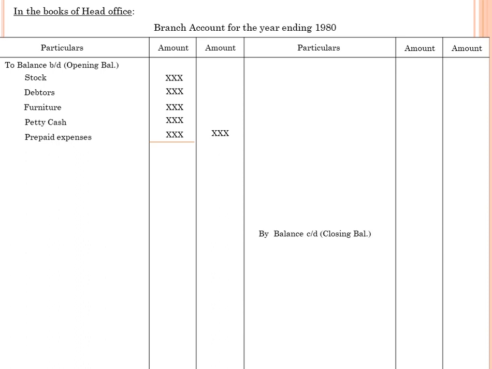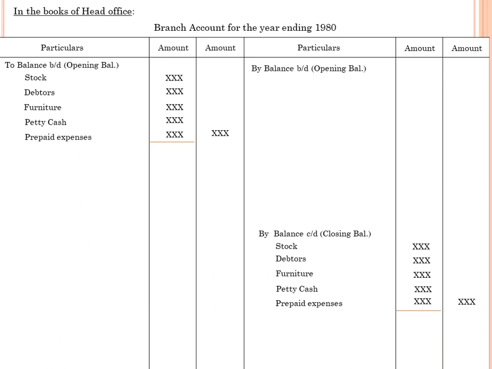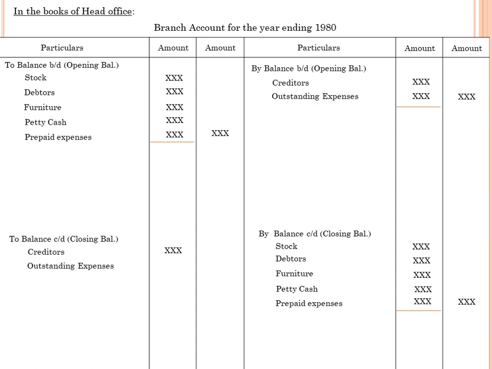See, and here, by balance carried down, the closing balance. One by one: stock, debtors, furniture, petty cash, prepaid expenses. Find the total and put the value outside. And now we are going to start with the credit side, liabilities. By balance brought down, the opening balance of liabilities, one by one: creditors, outstanding expenses. Find the total and put the value outside. By balance carried down, the closing balance: creditors, outstanding expenses. Find the total and put the value in the outside column.